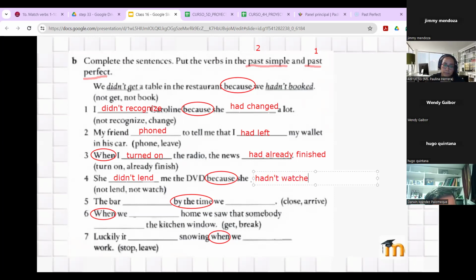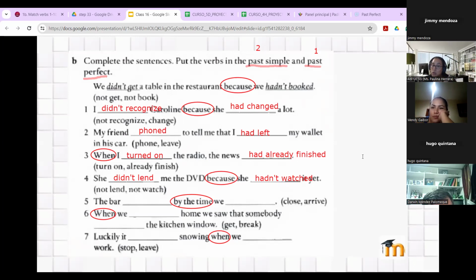watched it yet. Yeah. Now it doesn't mean that always this side will be in simple past and this side in past perfect. You have to read the sentence and make sure what happens first. Okay. It happened like this at this moment, but not necessarily.